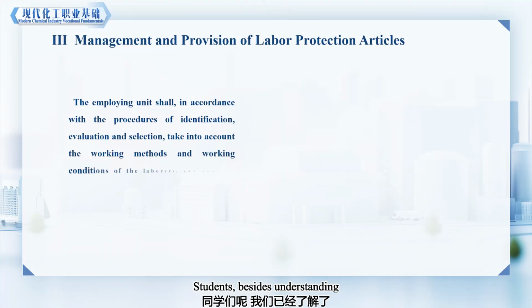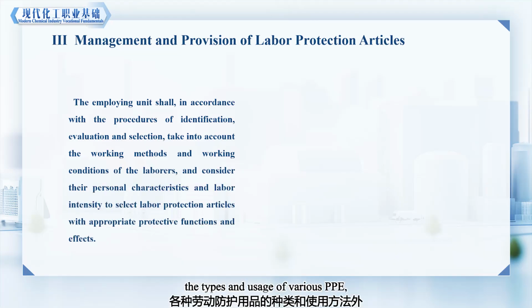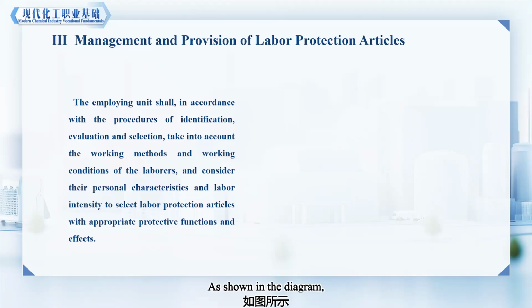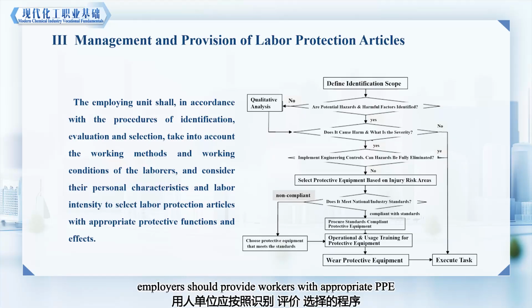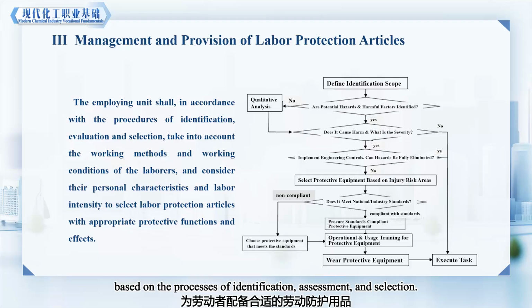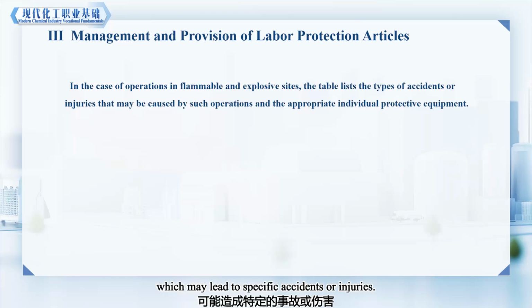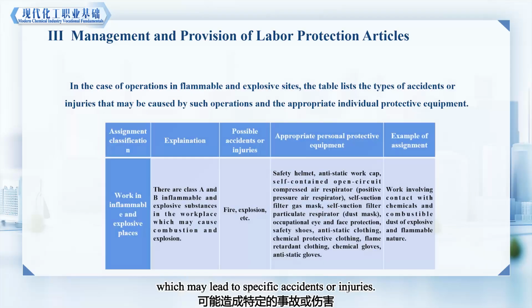Students, besides understanding the types and usage of various PPE, we also need to focus on the management and allocation of PPE in enterprises, as shown in the diagram. Employers should provide workers with appropriate PPE based on the processes of identification, assessment, and selection. Different types of work involve different risks, which may lead to specific accidents or injuries. Therefore, when selecting PPE, we need to consider the characteristics and potential risks of the work environment.